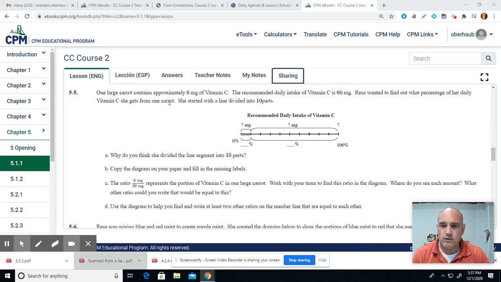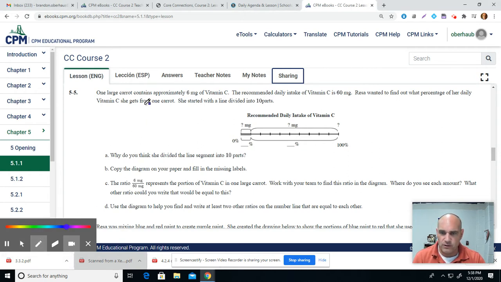All right. One large carrot contains approximately 6 milligrams of vitamin C. The recommended daily intake of vitamin C is 60 milligrams. Risa wants to find out what percent of her daily vitamin C she gets from one carrot. She started with dividing the line into 10 parts. So, part A, why do you think she divided this into 10 parts?